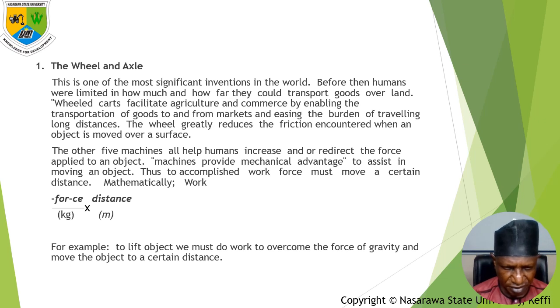The other five machines will help humans increase or redirect the force applied to an object. Machines provide mechanical advantage to assist in moving an object. Thus, to accomplish work, force must move a certain distance, which is depicted mathematically as work = force (kilogram) times distance (meter). For example, to lift an object, we must do work to overcome the force of gravity and move the object to a certain distance.